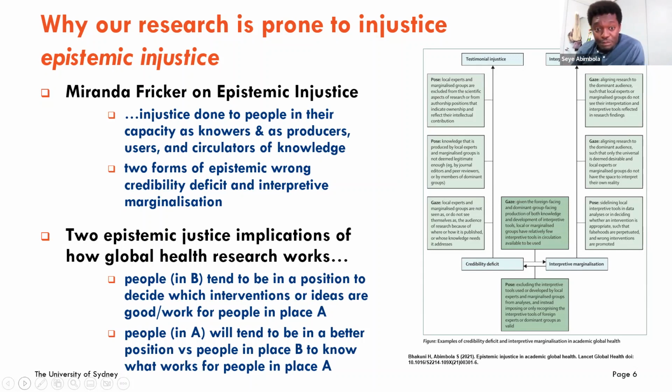And it's often the case that people in place or situation B tend to be in a position to decide which interventions or ideas are good or will work for people in place or situation A. And also people in place or situation A will tend to be in a better position compared to people in place or situation B to know what works for people in A. Again, basic construct. And I'm really trying to keep this very basic because this is the best way to leave things in people's heads. This is really very basic. But when you think about it, this is actually what animates a lot of what we do in global health research. It's this basic assumption. And it's our job to recognize them.